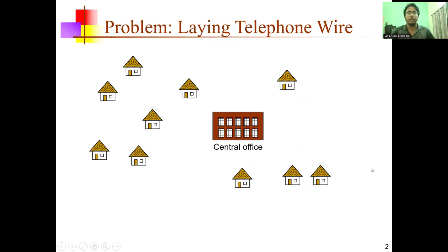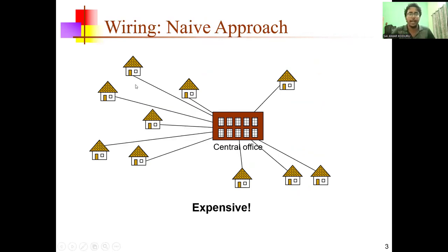Okay, before moving on to the main topic, let's talk about a problem statement, which is laying telephone wire. In this problem, we have to connect the given homes to the central office. The naive approach would be to directly connect the homes to the central office individually, which is quite expensive because we are using quite a lot of resources, wires and materials, which will also be clumsy.